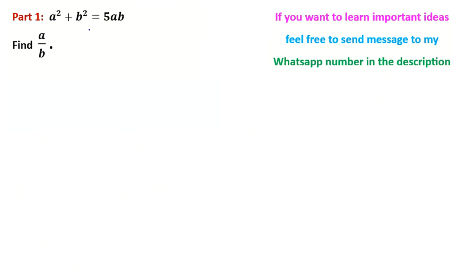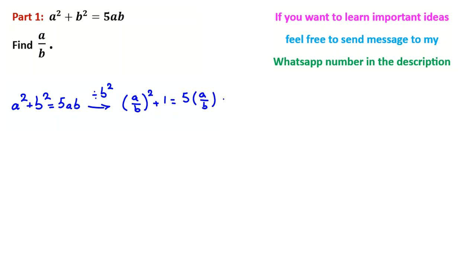For these types of problems, one way is to create a quadratic equation and find a in terms of b, then replace. Another way that is better is that you should divide both sides by b squared. So let me write the main equation: a squared plus b squared equals 5ab. Then we divide both sides by b squared. So it will be (a over b) squared plus 1 equals 5 times, b will be cancelled, a over b.